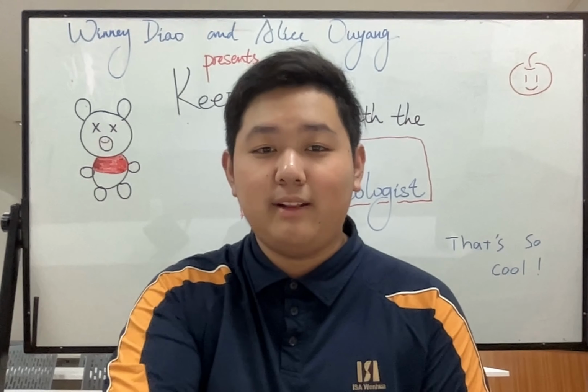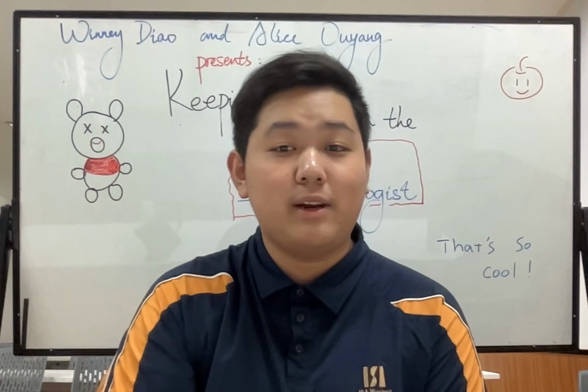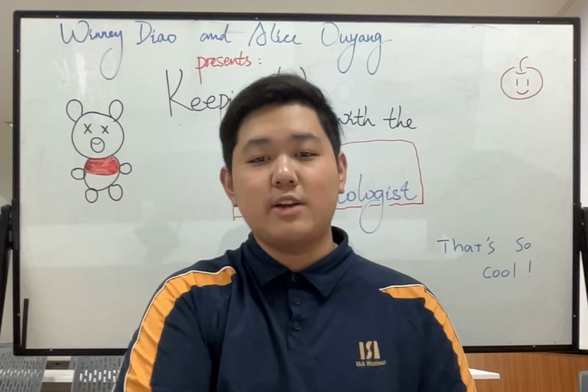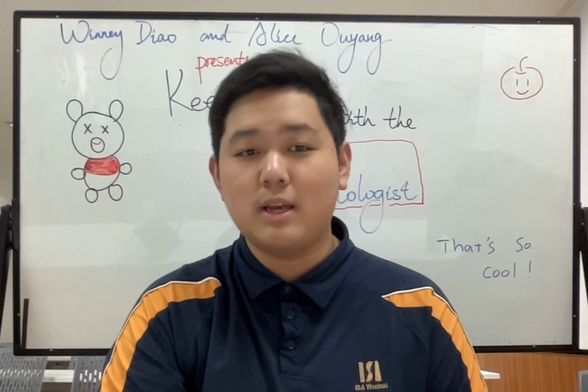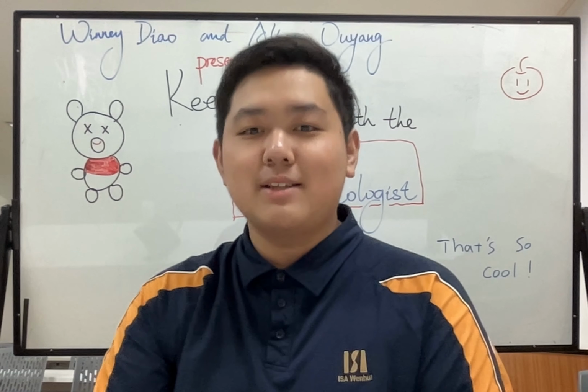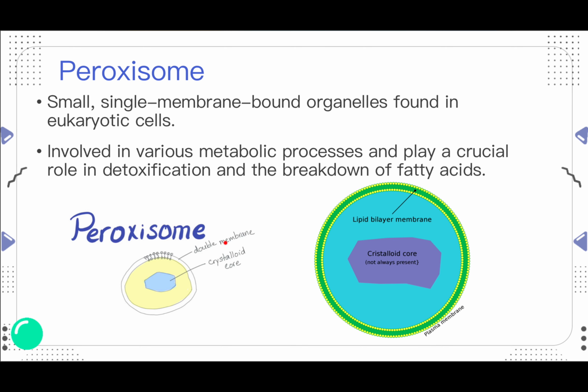And we're moving on to the very last organelle of today, which is peroxisomes. There's actually not that much to talk about peroxisomes, but they're also included in the IB content, so you should know something about it. Peroxisomes are small single membrane-bound organelles found in eukaryotic cells, and they're involved in various metabolic processes and play a crucial role in detoxification and the breaking down of fatty acids.